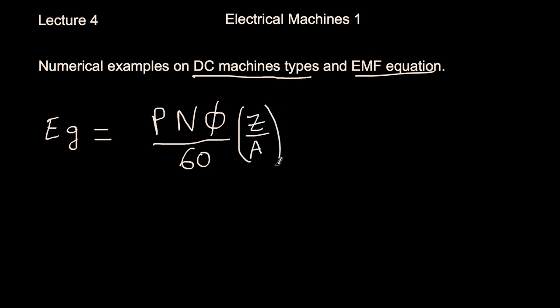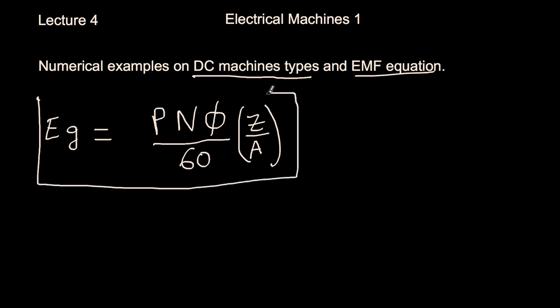And then another constant we had was Z by A. Z is the total number of conductors, but of course all the conductors are not connected in series. So certain conductors are divided into parallel paths. If there are 4 parallel paths and, say, 400 conductors, then each path will have only 100 conductors. So the voltage will be proportional to that. That's why this will come. And this was the expression for EMF generated in the machine.